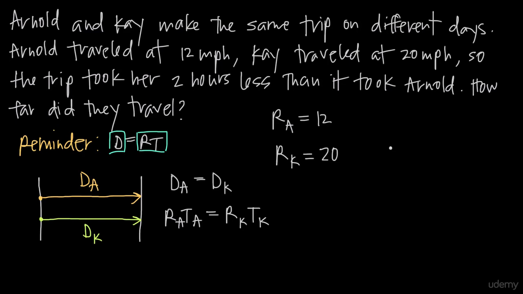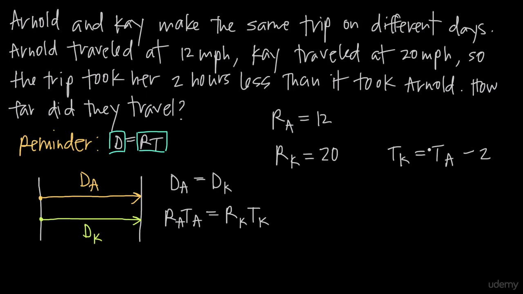So we can say that Kay's time, or T sub K, is going to be equal to Arnold's time, so T sub A, minus 2. And that should make sense to us because if we think about this, let's just pretend for a second that the trip took Arnold 10 hours, then we can say T sub A is 10, we get 10 minus 2, and we can say Kay's time is 8. So if Arnold's time were 10, then Kay's time would be 8, and that would make sense because we know that it took Kay 2 hours less than it took Arnold, and 8 is 2 less than 10. So we know we've written an accurate equation here that relates Kay's time to Arnold's time.